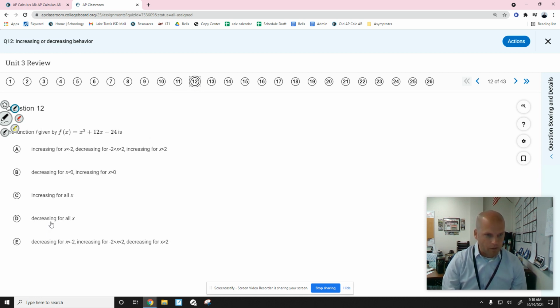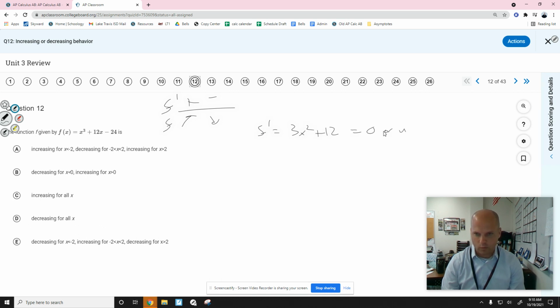All right, all the answers are about f increasing, decreasing. So let's do our f prime sign analysis to figure out when f is going up or down. Got to figure out positives and negatives, find the zeros. So f prime, 3x squared plus 12. When does that equal 0 or undefined? Don't have to worry about it. You can factor out 3 if you want to.